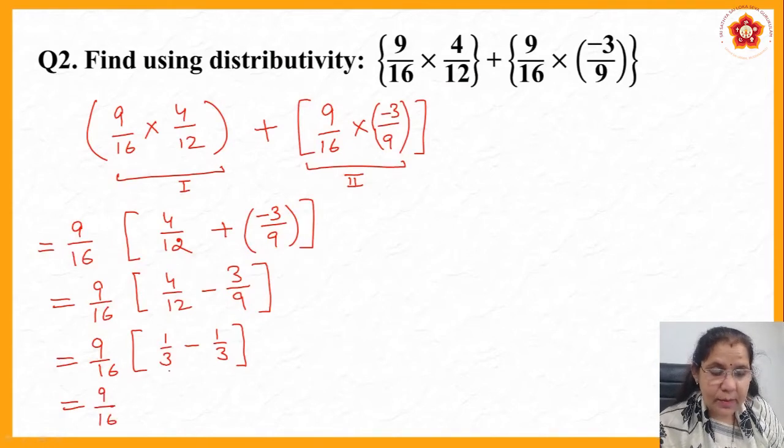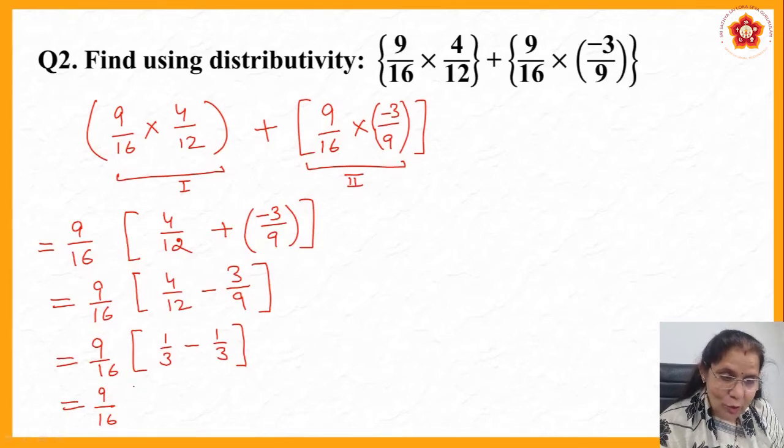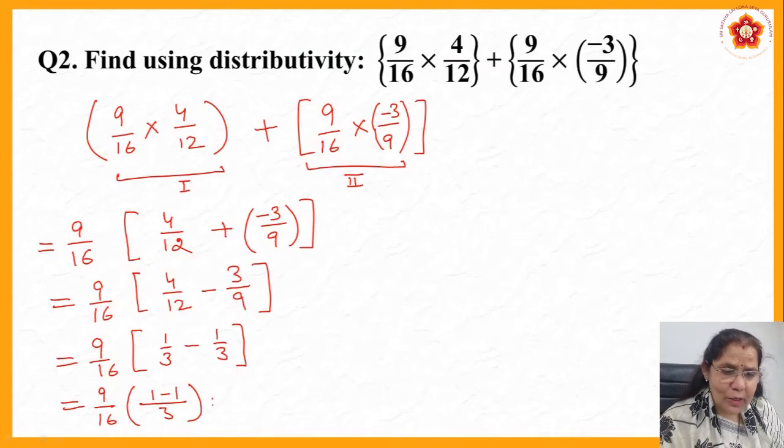9 upon 16. And what is 1 upon 3 minus 1 upon 3? From the same number, you are subtracting that number. What will be your answer? 1 minus 1 is 0. 1 upon 3 minus 1 upon 3 will be 0. Even if you take LCM, 3 will be the LCM and 1 minus 1 comes in the numerator. Or you can directly write 0. So it is 9 upon 16 multiplied by 0 upon 3.